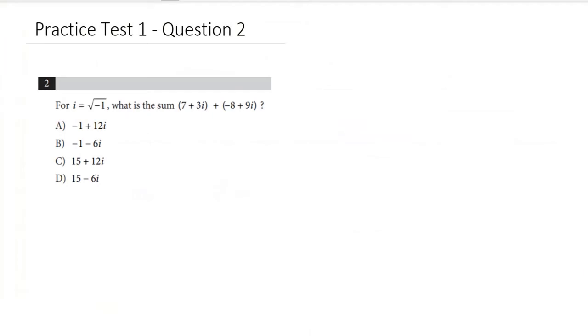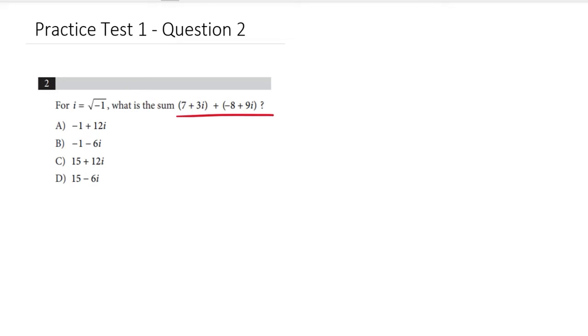Moving on to question 2. For i is equal to square root of negative 1, find the sum of this expression. Okay, so for this question, we don't actually need to know what the i is. We just need to add these two expressions and find what the sum is. So to do that, we're going to get rid of the brackets.